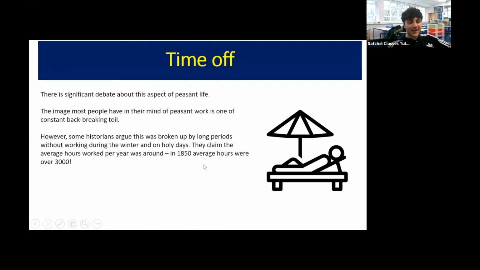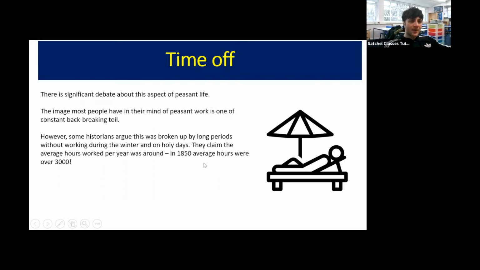So some historians say, yes, it was like that, except that the work would be broken up by long periods where no work took place, for example, during the winter or on holy days. They also claim that the average hours worked per year during this time could be around 1,500 hours.